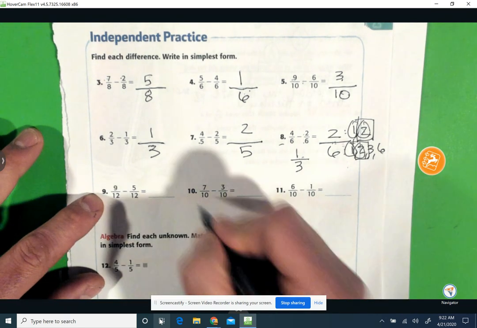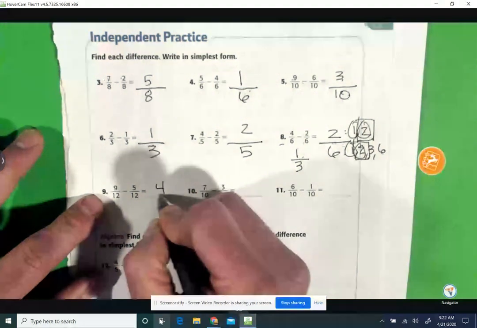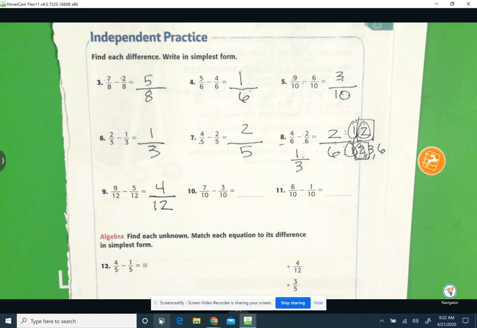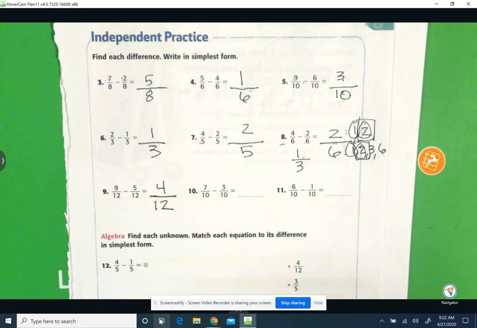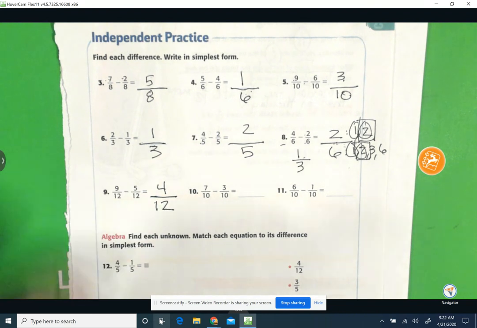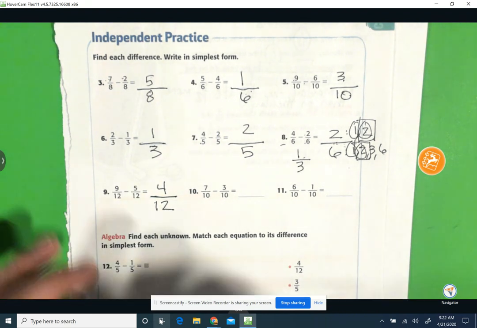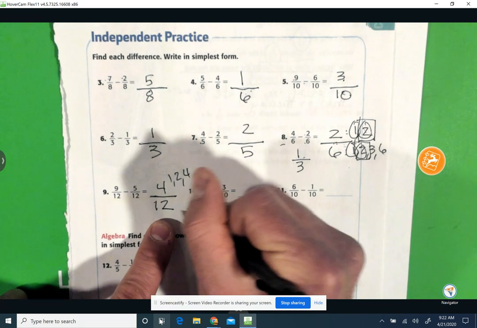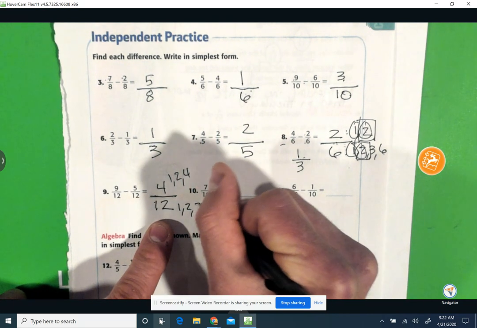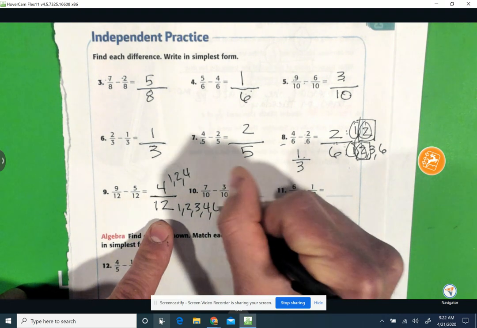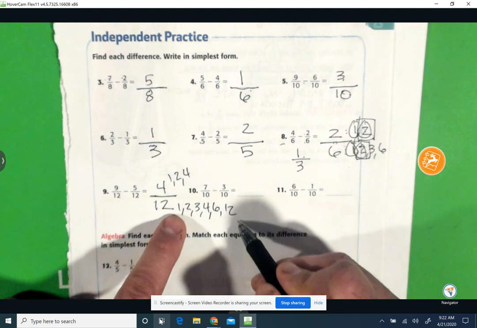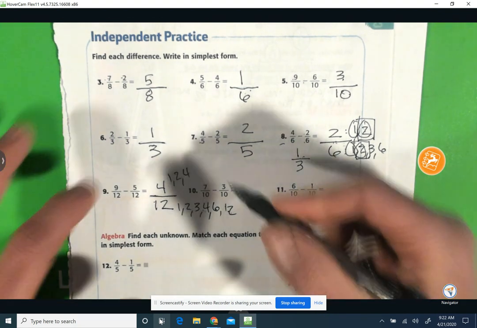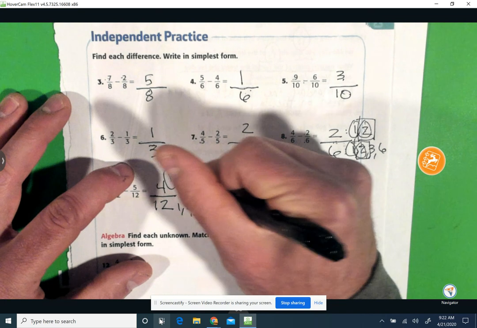Number 9, I have 9 minus 5 is 4, and my denominator stays the same. What do I do here? I notice I have two even numbers again. I have an even 4 and an even 12. I'm going to list the factors. I have 1, 2, and 4. And then for 12, I have 1, 2, 3, 4, 6, and 12. 1 times 12 is 12, 2 times 6 is 12, and 3 times 4 is 12. Those are my factors.